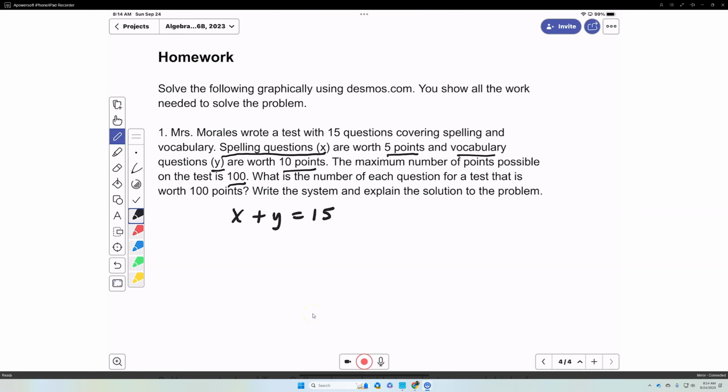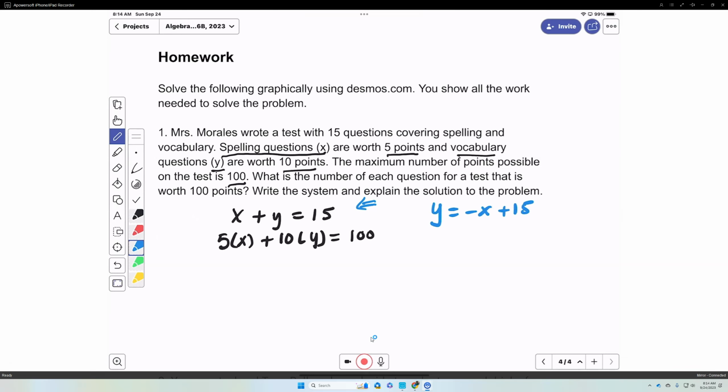Now to figure out the points, it's going to be 5 times the number of spelling plus 10 times the number of vocabulary, and altogether we want 100 points. The next step is to figure out how we can write these in slope-intercept form. So for the first equation, remember to place that in slope-intercept form, I have to subtract x from both sides. So in slope-intercept form, it's going to be y equals negative x plus 15.